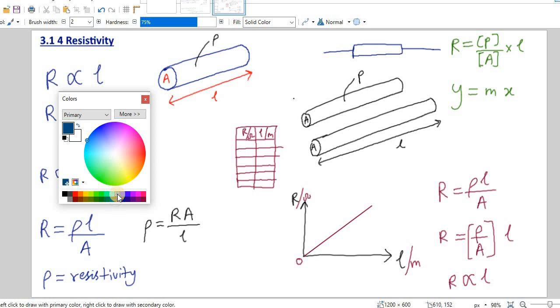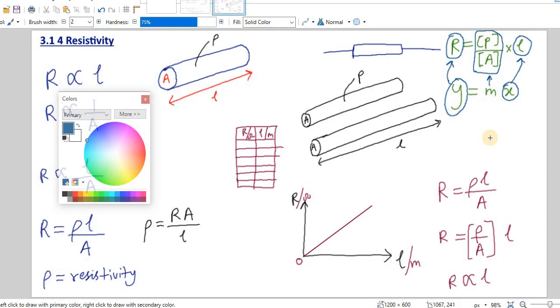Now you can see that on the y-axis what we have is R. See, R is on the y-axis. Then what we have on the x-axis is L, the length of the wire. So x is L, and the gradient is this, that is rho over A, the resistivity divided by the cross-sectional area of the conductor.